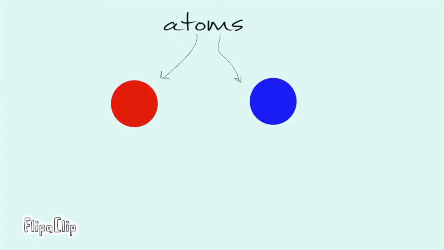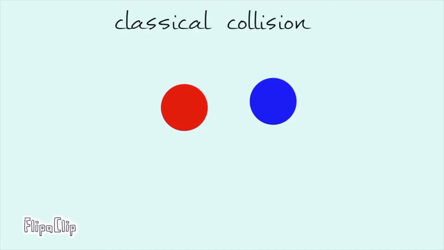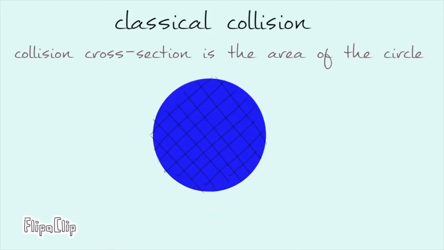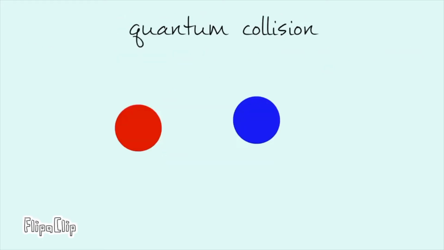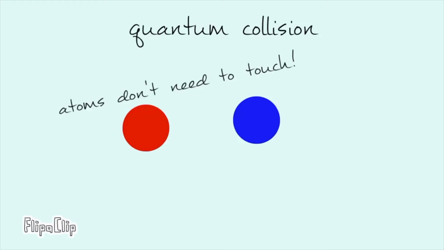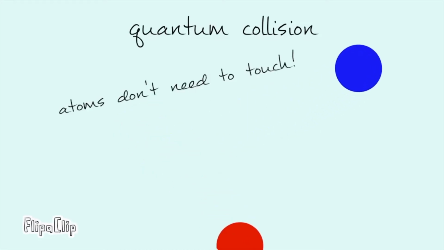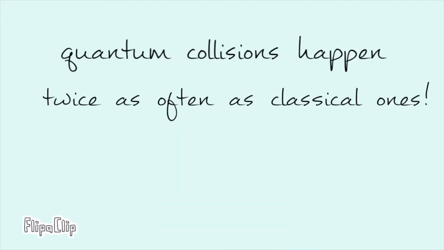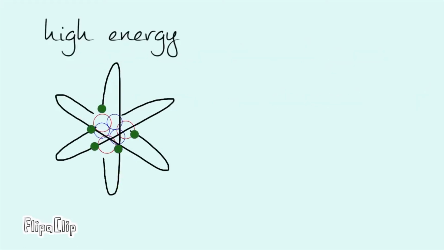And to find the size, we first need to separate the classical collision systems from the quantum collision systems. Let's pretend that these 2 circles represent atoms. For a classical collision to occur, these 2 circles need to touch, so we know that the cross-sectional size is the area of the circle. And for quantum collisions, it gets a little trickier because they don't actually have to touch to collide. So these collisions are very gentle and don't generate much energy. So the collision cross-sectional area of an atom for a quantum collision is going to be twice as large as that of a classical collision.